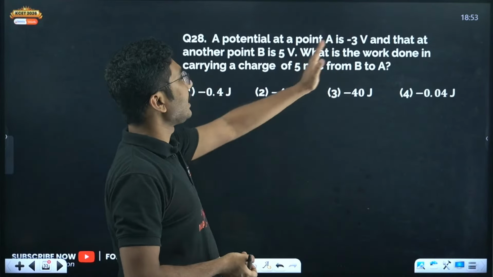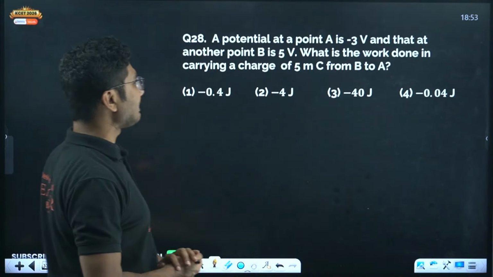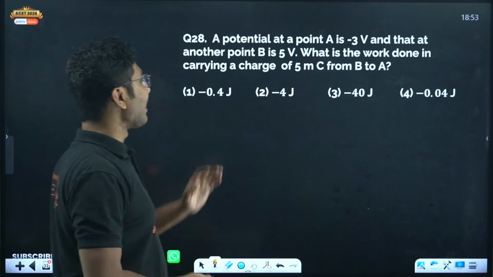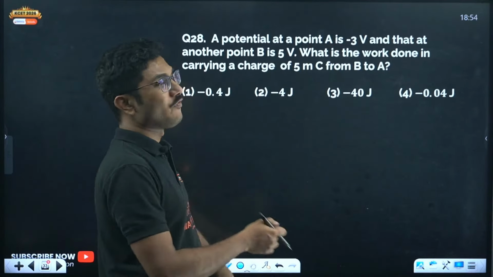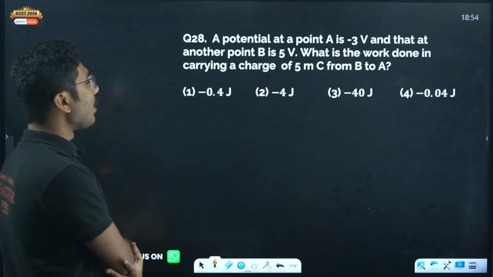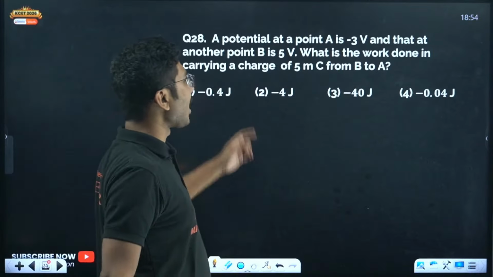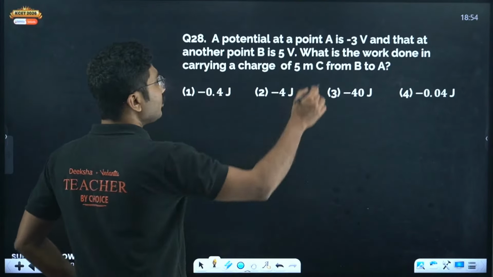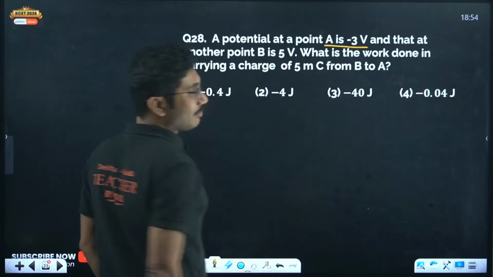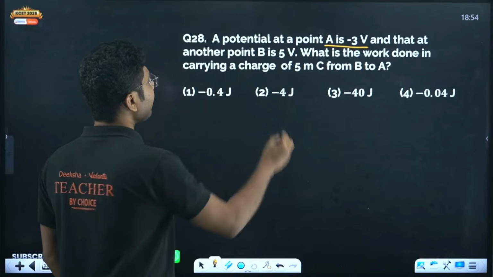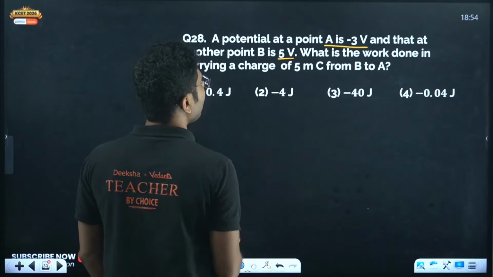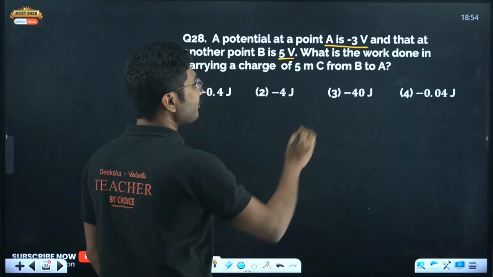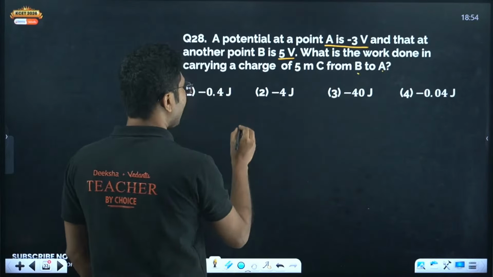A potential at a point A is minus 3 volt, and at another point B is 5 volt. What is the work done carrying a charge of 5 millicoulomb from A to B? So potential at A is minus 3 volt, potential at B is 5 volt. Okay, so you are carrying a charge from B to A. What is the work done?